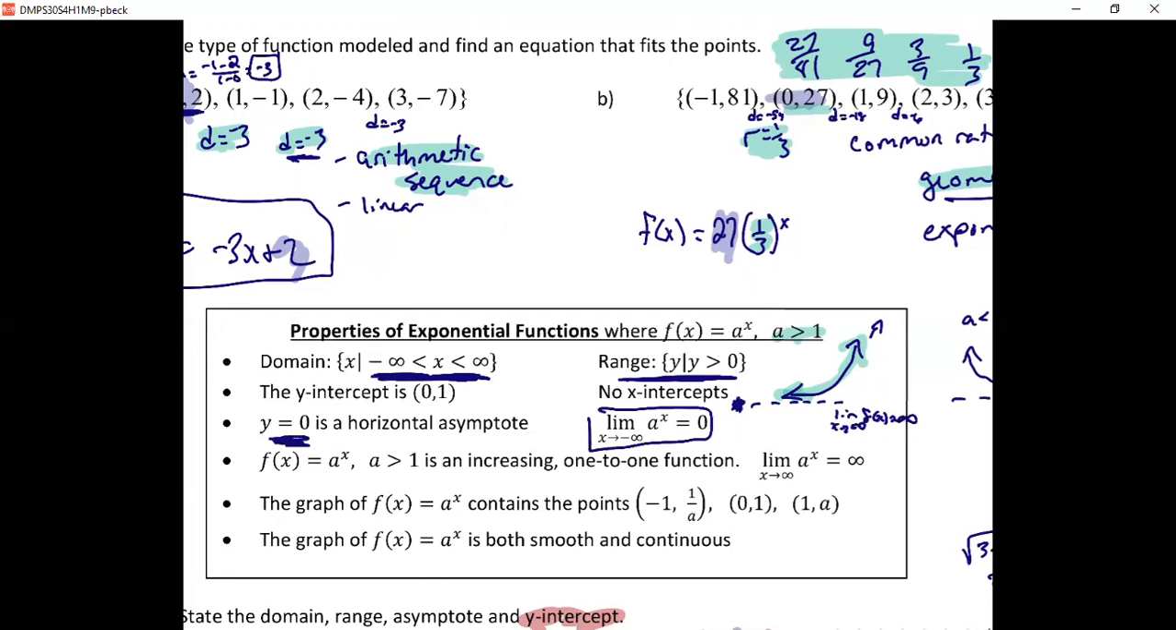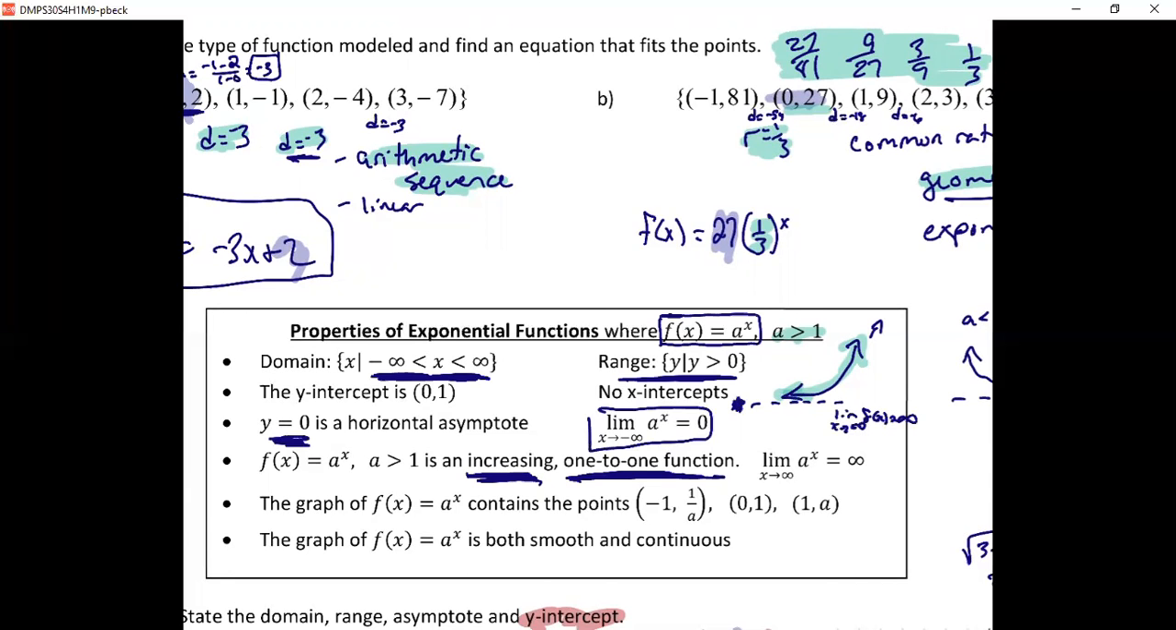For our basic case, which we have right here, we don't have any vertical shifts, so it's just y is greater than 0. We do know that this is an increasing one-to-one function. And again, the reason why we care about this being a one-to-one function is because this is also going to have an inverse function. That inverse function is going to be the logarithm. I keep mentioning it, but we're going to be talking more about it today.